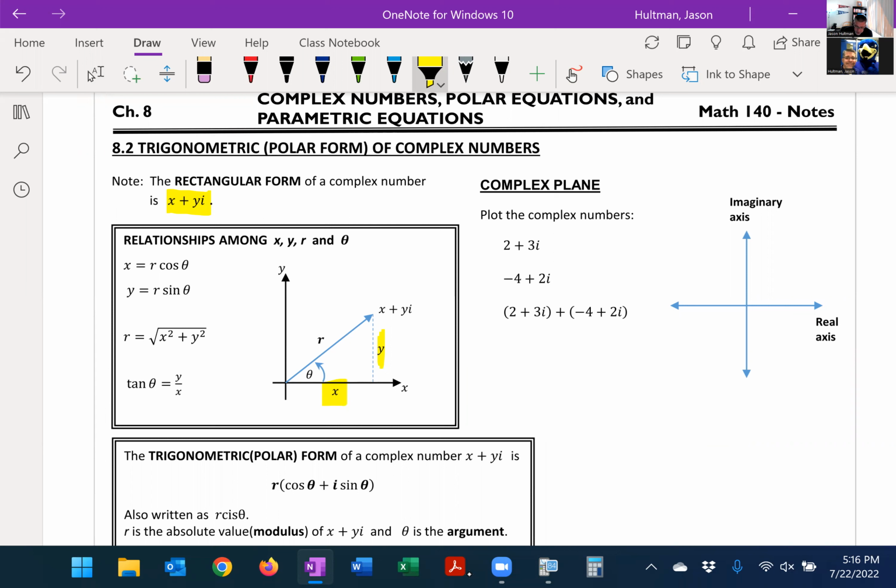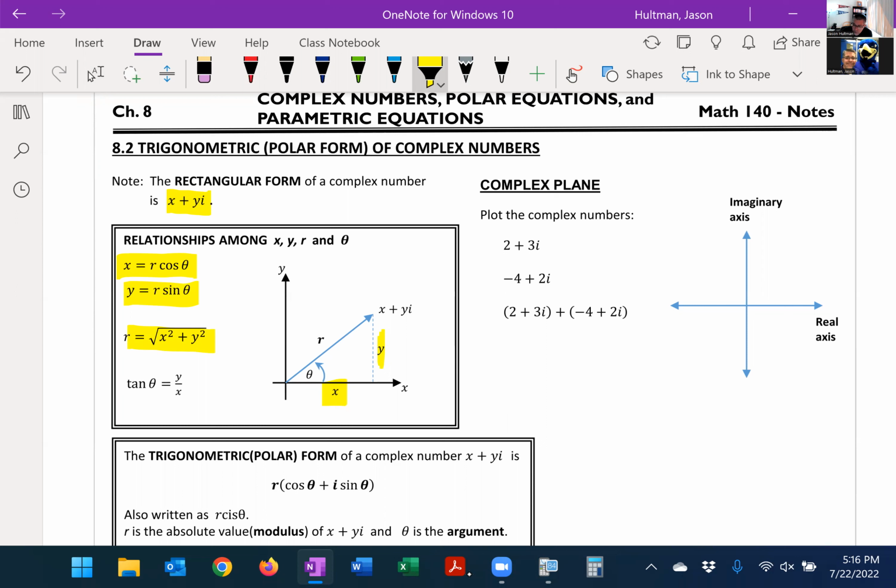Okay. Relationships among x, y, r, and theta. X is equal to r cosine theta. Okay, so r is the magnitude of the hypotenuse there. Okay, and then cosine theta is going to give me my x value. Okay, y equals r sine theta, and that's going to give me my y value. r is equal to the square root of x squared plus y squared. That's just the distance formula.